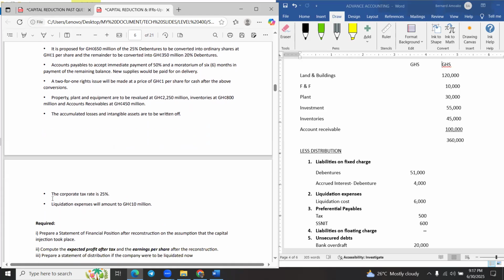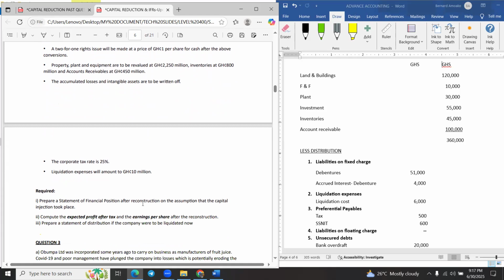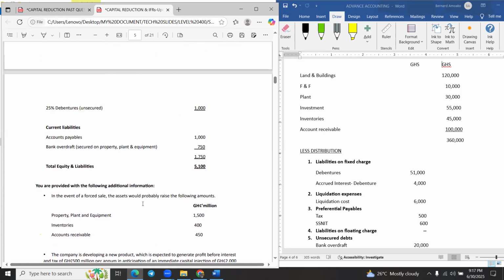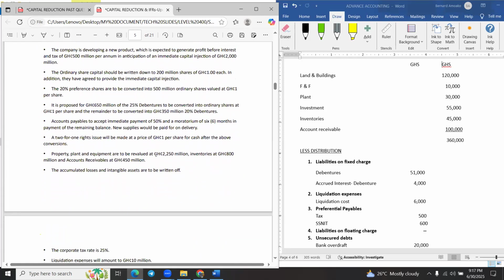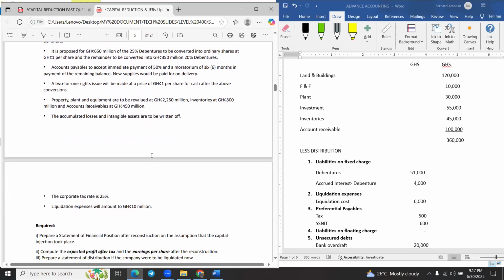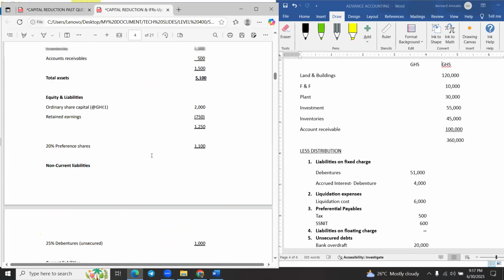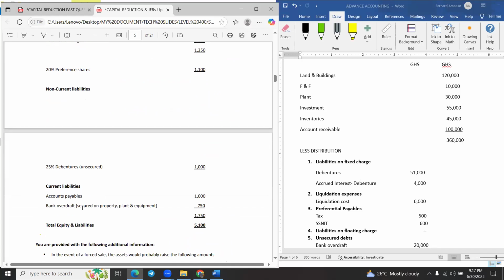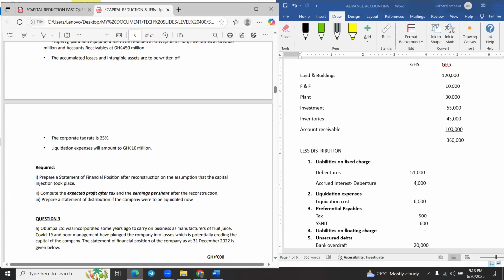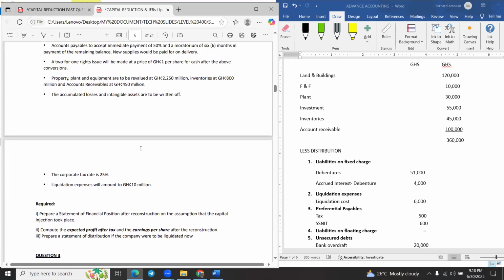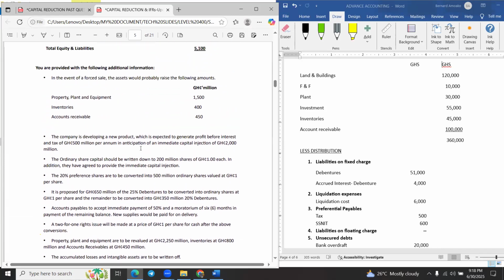And look at the liquidation expenses. Liquidation expenses will amount to 10 million. So you don't even have much of a job to do under liquidation. All you need to pick is my revalued asset here. These ones, I write them and I put down the total. Then I'll check if we have some secured and unsecured. Luckily for us, the first fixed charge we have is bank overdraft. Bank overdraft secured on property, plant, and equipment, 750. And then we have the next item, which is a liquidation expense of 10. When I pick the liquidation of 10, do we have any other item again to treat?